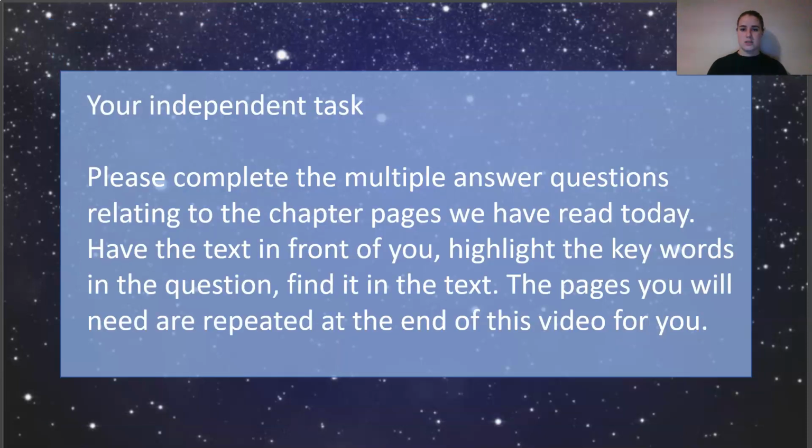So your task for this lesson is I'd like you to complete the multiple answer questions that you have got for your chapter pages we've read today. So you're going to need to have the text in front of you. Okay, you need to highlight the keywords in your question and then find it in the text. Now, if you haven't got any of these pages printed, I've added the slides, I've added the pages on again at the end of the video so that you can have them up in front of you to see. Okay, so please don't feel like you then need to print them, because I will start making sure I put them on the end of each PowerPoint for you. Okay, so have a go at those questions and see how you get on.